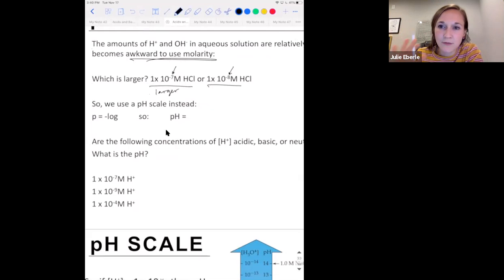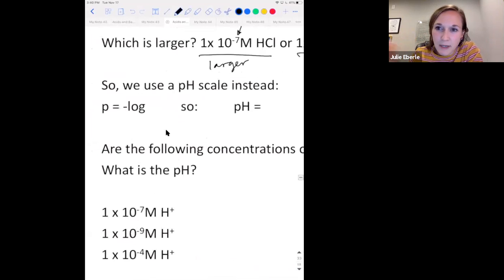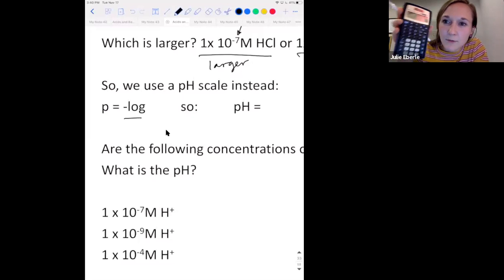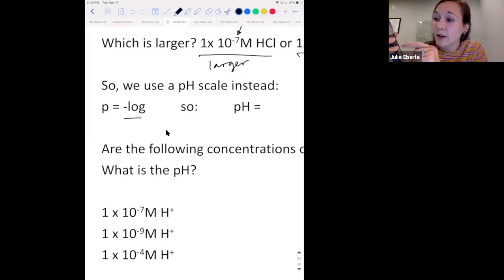So first off, let's define pH. What is P? P is a representative of a mathematical function. And that just sounded really technical. It just means the negative log. So take your calculator right now. If you have your phone, you might have to turn it sideways. On your calculator, you should have a button that says log on it. Hopefully you've used this before in a math class or something.